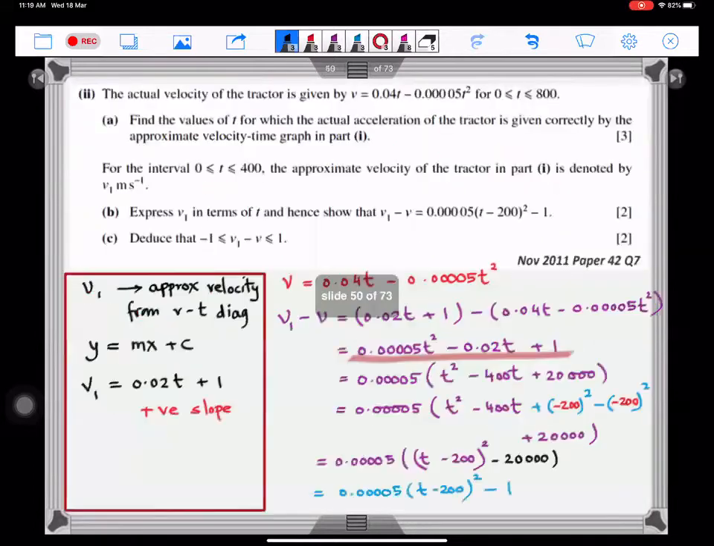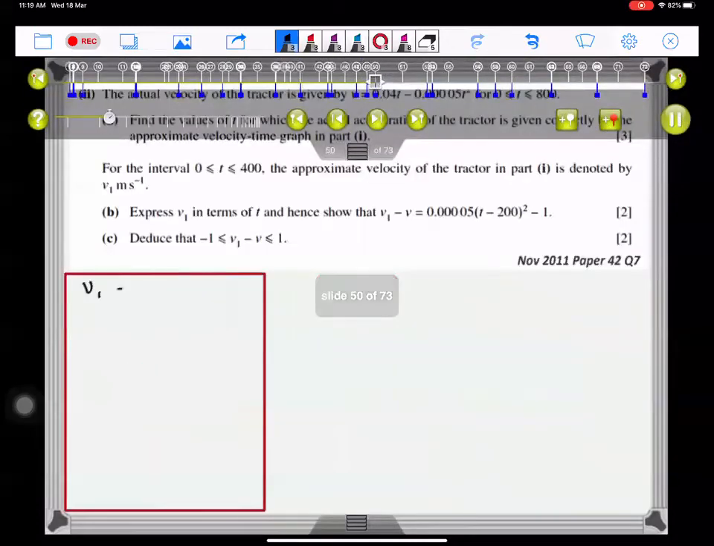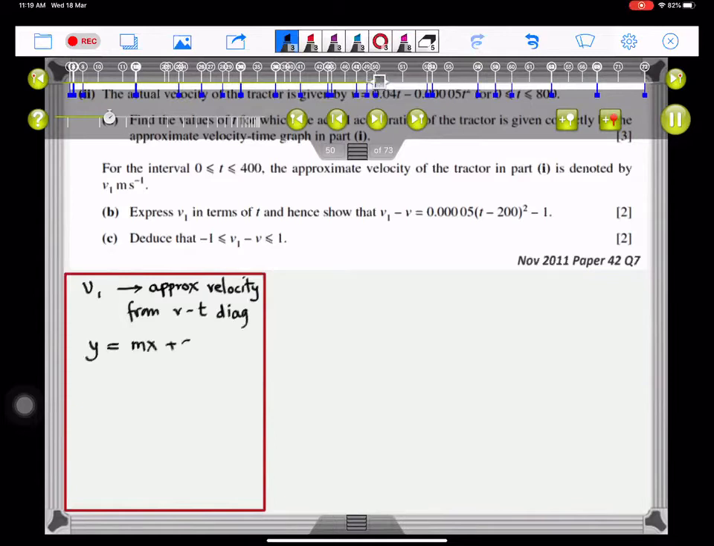So therefore, I can find the equation of this straight line, which comes out to be y is equal to mx plus c, gradient is 0.02, y-intercept is 1. Instead of y, we will write v1. Instead of x, we will write t. So that is the equation of v1. That is v1 in terms of t. That part is done. That's for 1 mark.